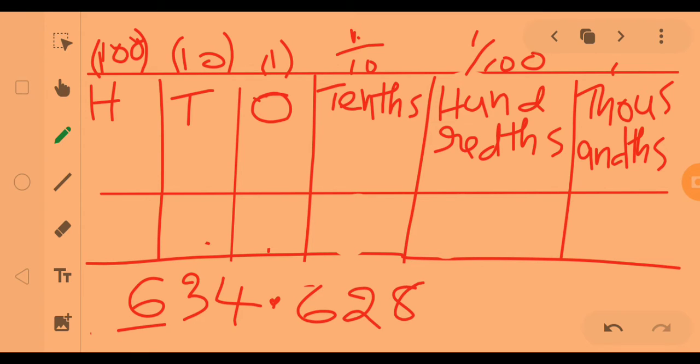634.628. So here the 6 is the hundreds place digit, so we give 6 in the hundreds column. 3 is the tens place digit, so we give 3 in the tens column. And 4 is the ones place digit, so we give 4 in the ones column.